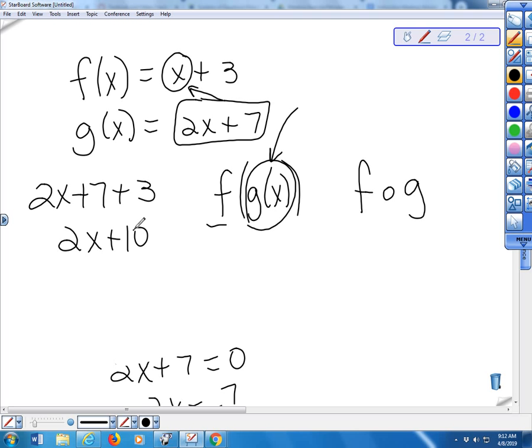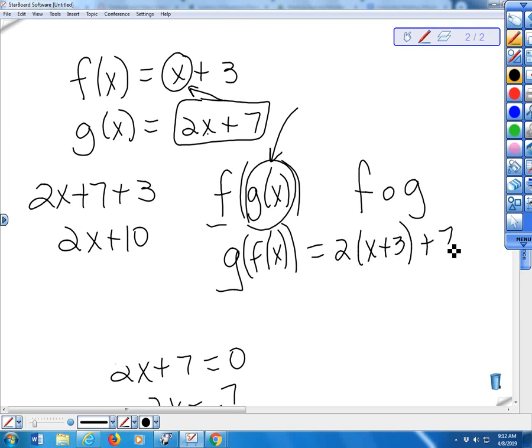This number is the input of the function. And the input of the function normally is just x. So if I did g of f of x, I'd plug x plus 3 in for x: 2 times x plus 3, plus 7, which is 2x plus 6 plus 7, which is 2x plus 13. So g of f of x is 2x plus 13, and f of g of x is 2x plus 10. It's not bad once you wrap your head around what they're asking.